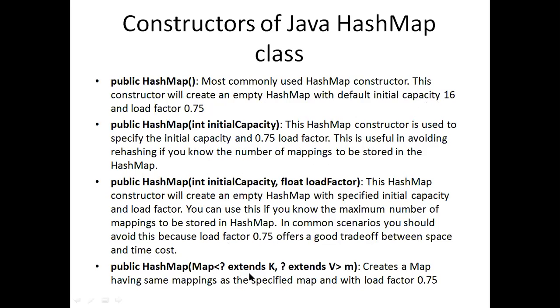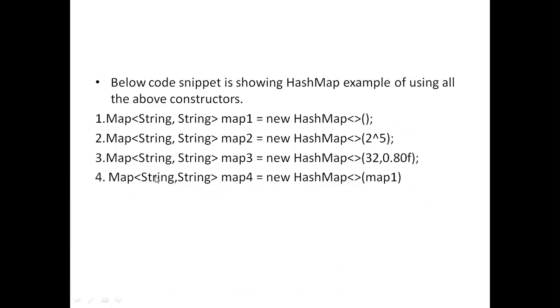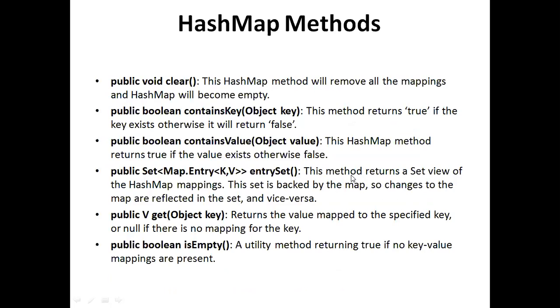Next, Map<? extends K, ? extends V>. It creates a hash map having the same mapping as the specified map, with load factor 0.75. This is an example: Map<String, String> map equal to new HashMap<String, String>, new equal to 2 power 5. Like that we can give the constructors.